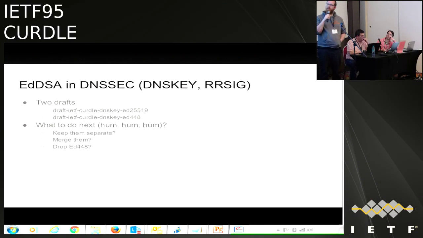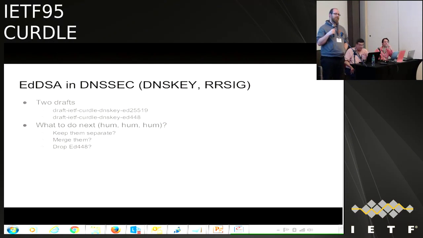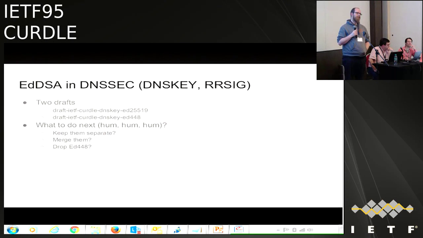We have two drafts, the Ed25519 and Ed448. I'm here basically to ask the working group what to do next, because we have three options: keep them separate, just drop the Ed448, or merge them. If you have an opinion on that, I would like to hear it, or we can just hum. So anybody with an opinion? Yoav: Of course, merge them. I mean, they'll be practically the same. Well, the question is, if we need Ed448 in DNSSEC, and it's not that clear that we need such strong crypto in DNSSEC right now.